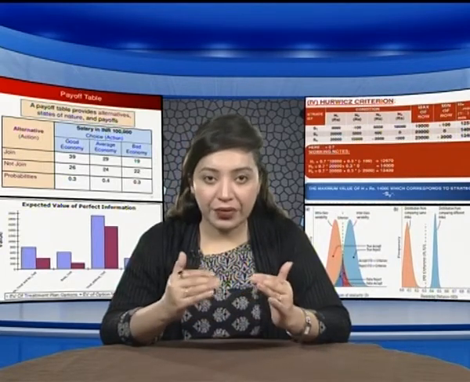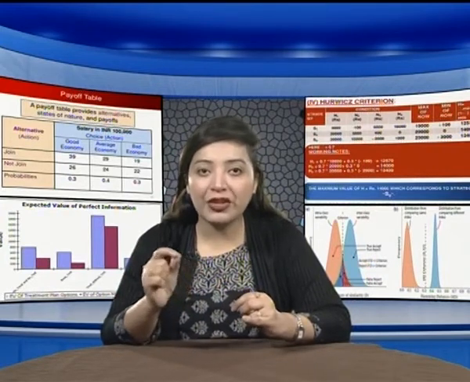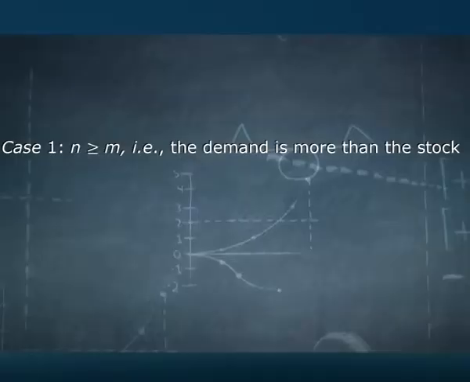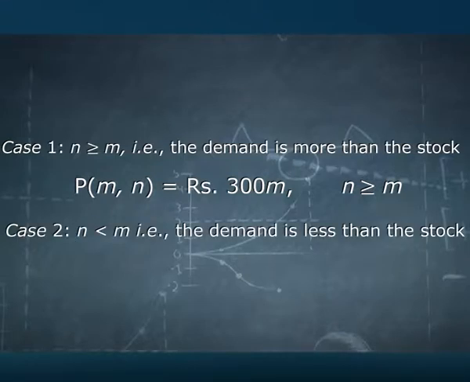Now the conditional payoffs. Let M be the number of cases bought or stocked by the fruit seller. Let N be the number of cases demanded per day. Then the fruit seller's profit, that is the conditional payoff, that is the profit function of M and N, can be obtained as explained below. That is case 1, when N is greater than or equal to M, that is the demand is more than the stock. In this case, all the stocked cases are sold out and hence the conditional payoff is given by payoff (M, N) equals rupees 300 M, where N is greater than or equal to M. Now the next case is case 2, that is N less than M, that is the demand is less than the stock.